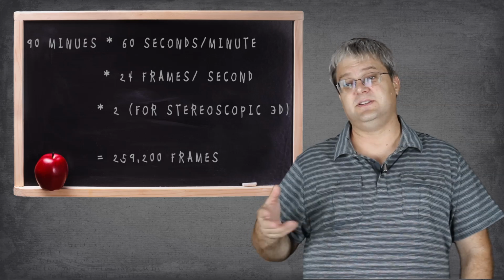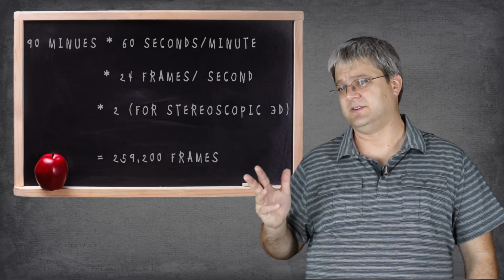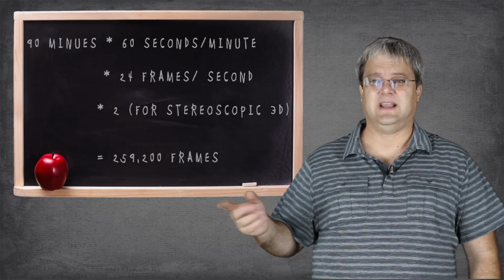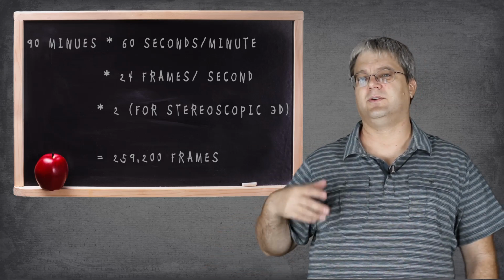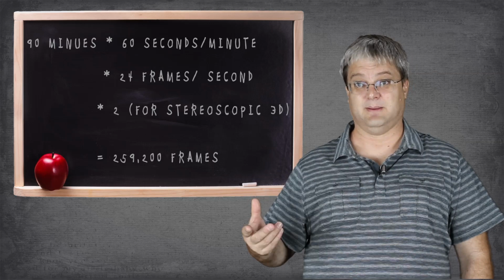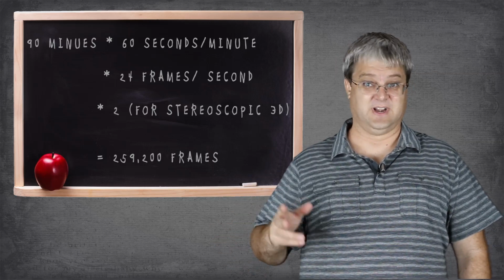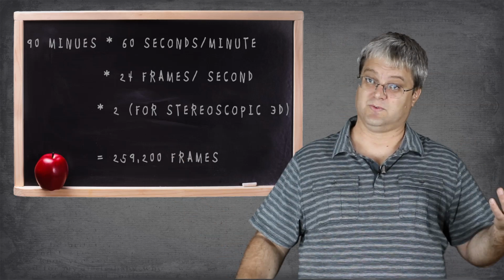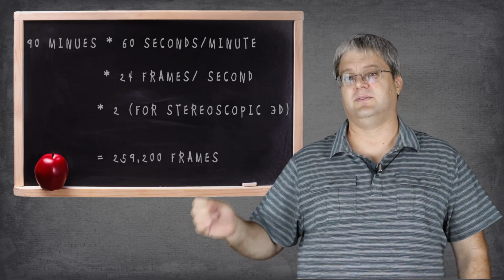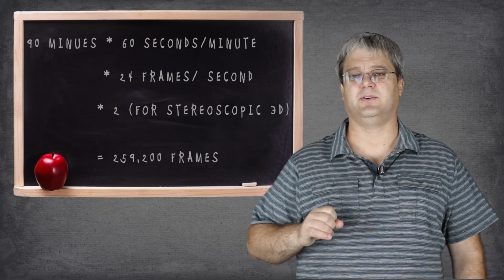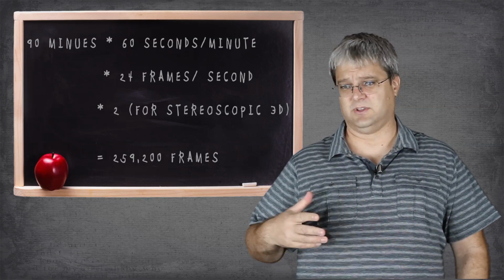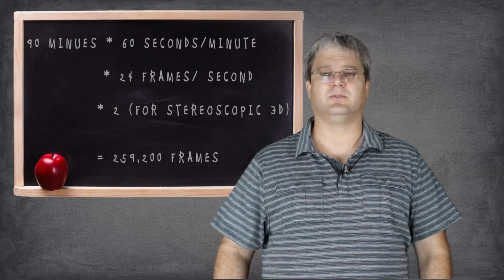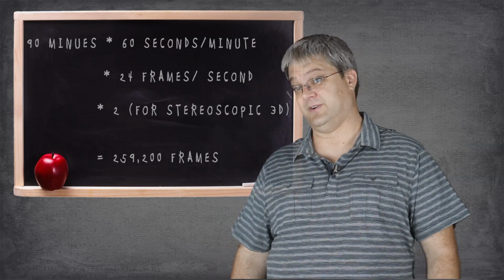So a movie like Disney's Frozen is about 90 minutes, which is 5,400 seconds. At 24 frames per second, that's 129,600 frames. And since Frozen was in 3D, we need to render those frames twice, once for the left eye and once for the right eye, for a total of 259,200 frames. And those are the final images. As I mentioned before, things are rendered out in layers, so only Disney knows how many frames were actually rendered.